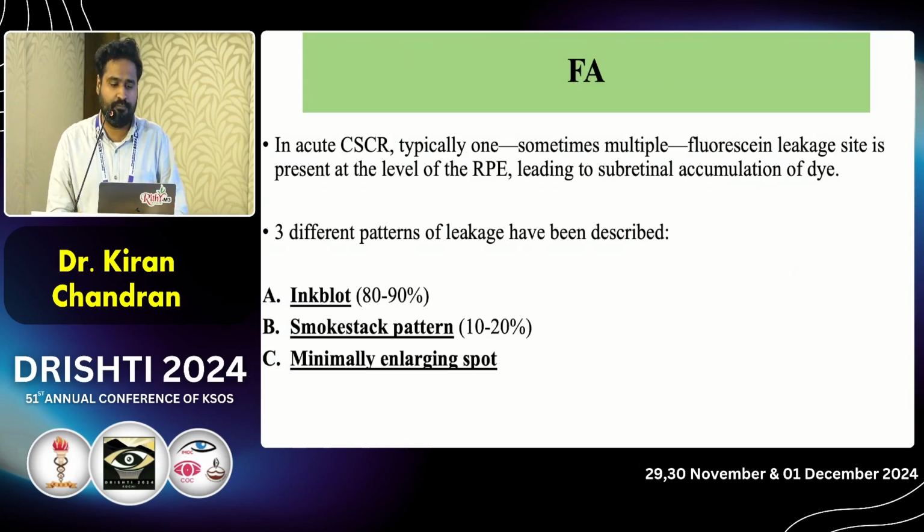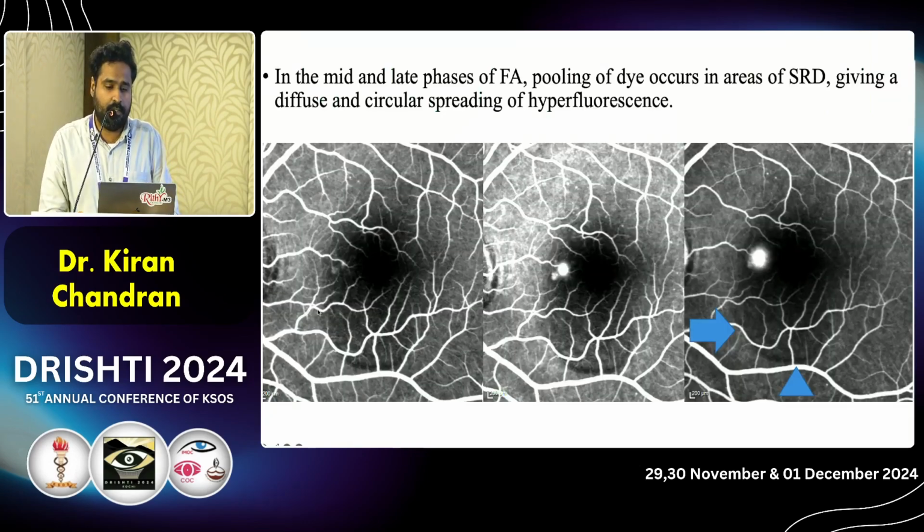On fluorescein angiography, you get multiple leak patterns. The most commonly observed ones are the ink blot followed by smokestack. You also get pooling of the dye in areas of serous macular detachment, and it occurs due to collection of dye within the enclosed space.